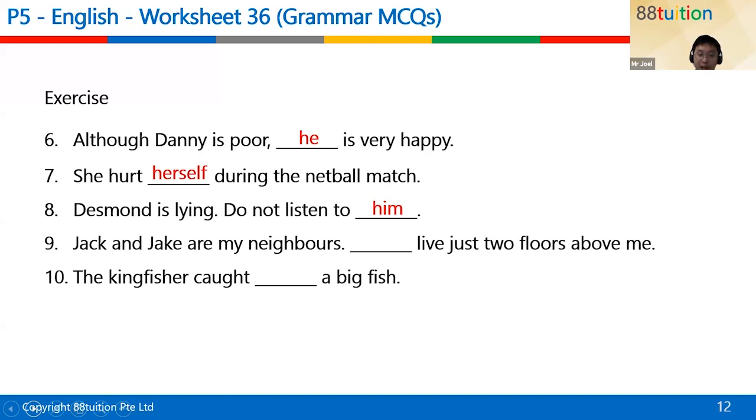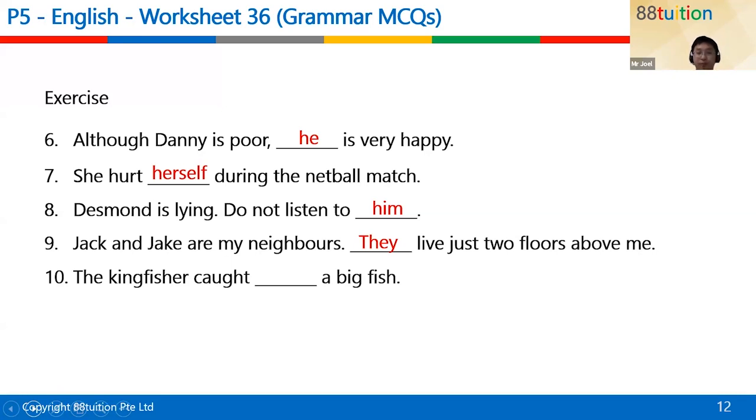Number 9, Jack and Jake are my neighbors. Blank live just 2 floors above me. Yes, Hardik, Jaslyn, Felix, Regina, Marissa, Rachel, you are all correct. Jerusha is correct. Emma is as well. Good. Yunqian is correct as well. Excellent. So, they live just 2 floors above me. Good. Number 10. The kingfisher caught what?